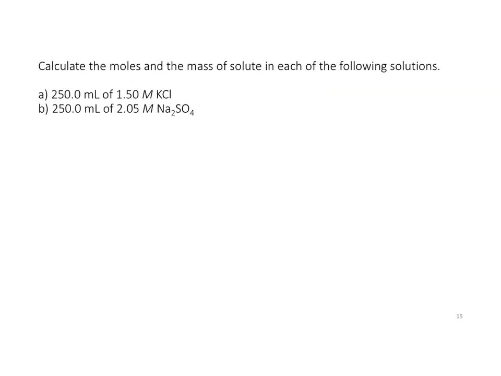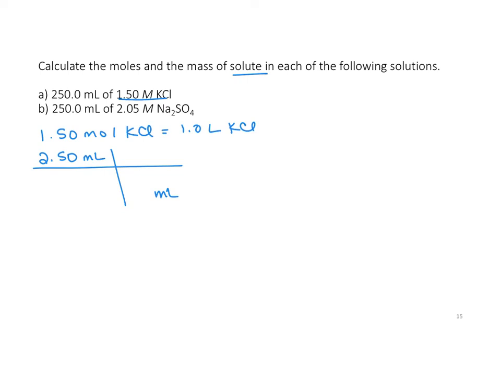Okay, so our last question, calculate the moles and the mass of solute in each of the following. Okay, so once again, we're going to make a conversion factor. 1.50 mole of KCl equals 1.0 liter of KCl. And this is our given, so we start with 2.50 milliliters, and we're going to say milliliter at the bottom. Now, here we're going to need to go milliliter to liter, so we need 1,000 milliliters equal 1 liter, and it's asking for moles. So we can go milliliter to liter, and then we can go liter to mole.